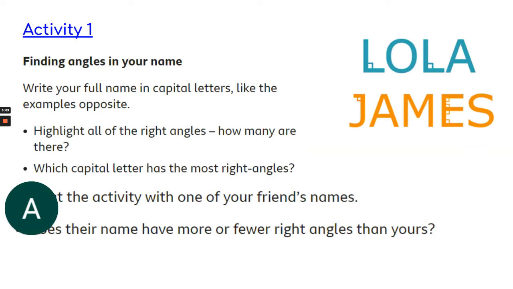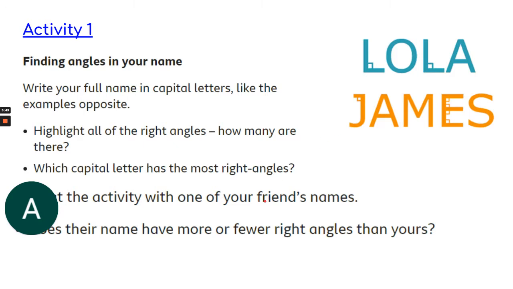So you're going to do an activity in your yellow books. You're going to find angles in your name. I want you to write your full name out in capital letters, like the example opposite. This is Lola and James. They've had a go with their name. They've highlighted all of the right angles, and you can see they've drawn squares in their right angles, and that's really clear because if you draw a right angle with a little box like that, you can see that it's a right angle because it makes a little square and joins the right angles together.